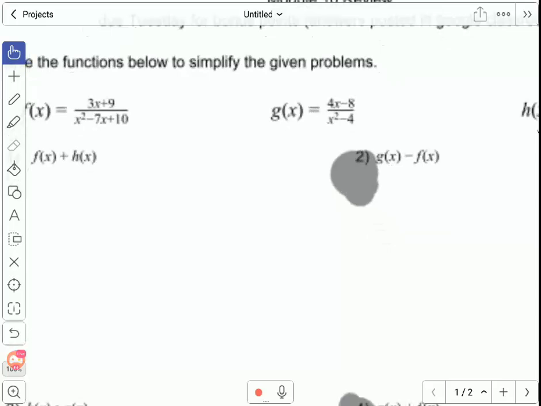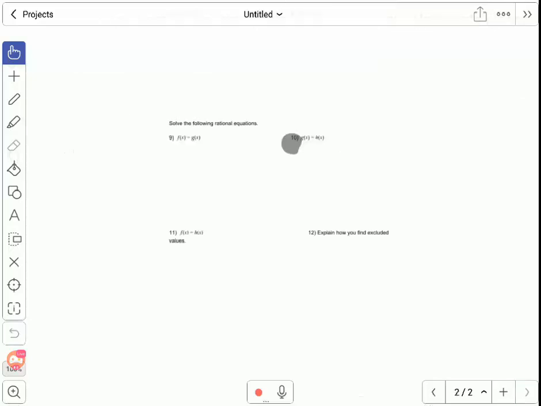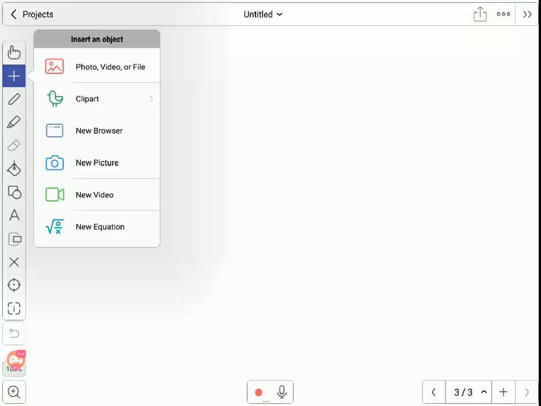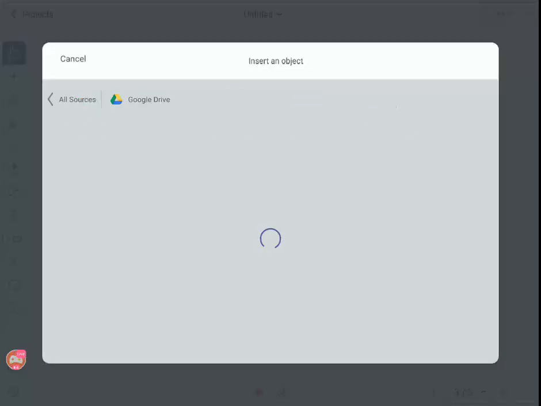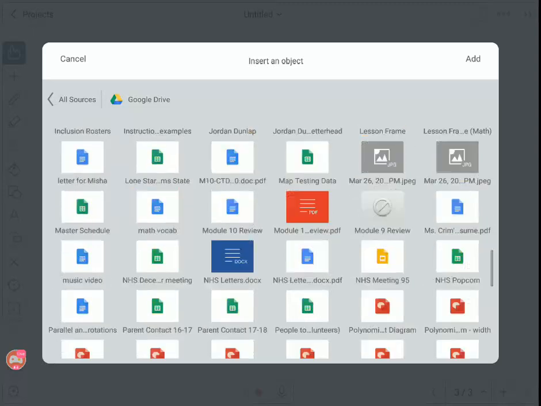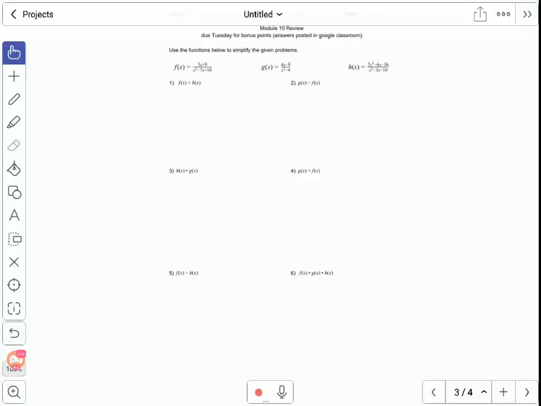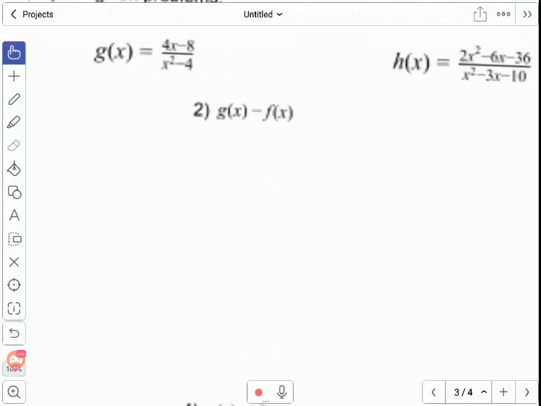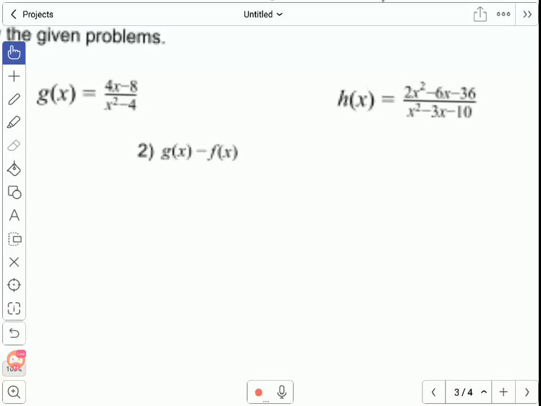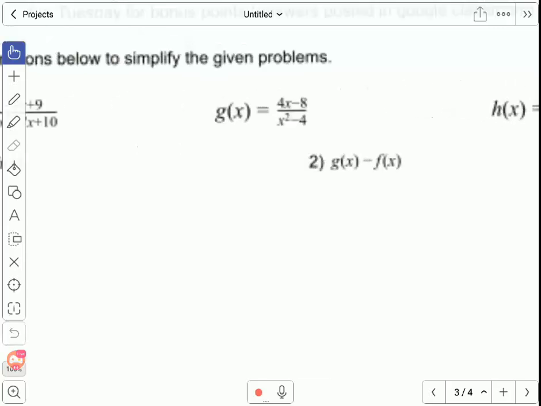Actually, let me add in a better copy of this because this copy is really blurry. So give me a second. I saw this on here, Module 10 review. There we go. Oh, look, it's a much better looking copy. Maybe, maybe not, maybe a little bit. Okay, we're going to go with it. We're going to start with problem 2.